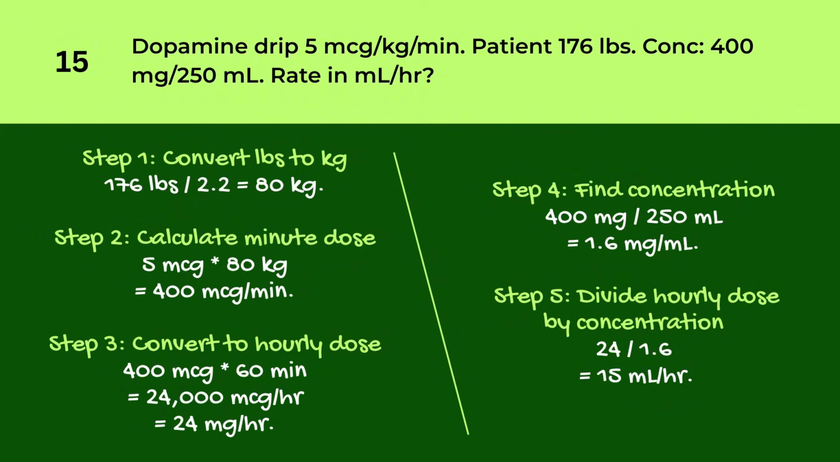Step 1 is converting weight. 176 pounds divided by 2.2 gives us 80 kilograms. Step 2 is calculating the minute dose. 5 micrograms times 80 kilograms is 400 micrograms per minute. Step 3 is converting to an hourly dose. 400 micrograms times 60 minutes is 24,000 micrograms per hour. Step 4 is unit conversion. 24,000 micrograms is equal to 24 milligrams. Step 5 is finding the concentration. 400 milligrams divided by 250 milliliters is 1.6 milligrams per milliliter. Finally, divide the 24 milligrams per hour by 1.6 milligrams per milliliter. Do that final division to get the flow rate.